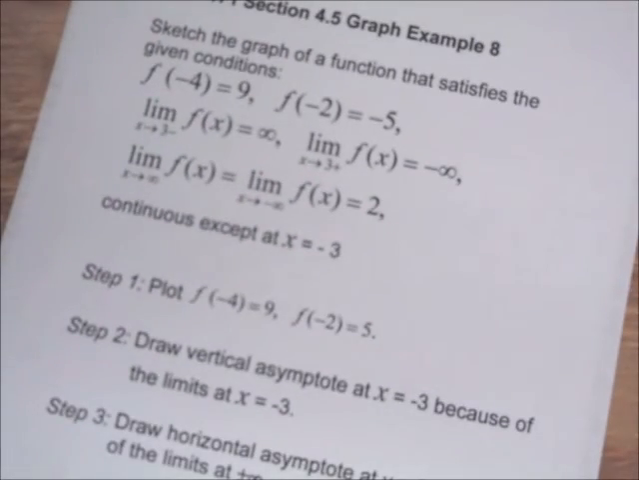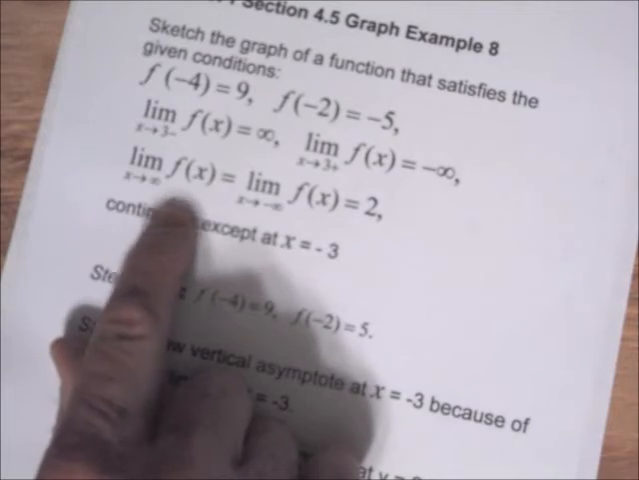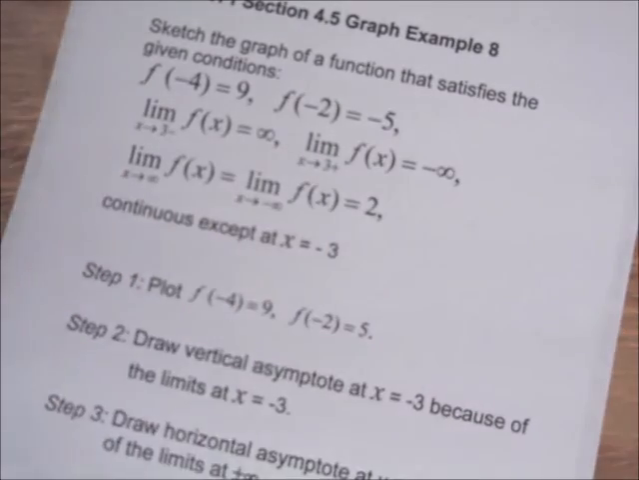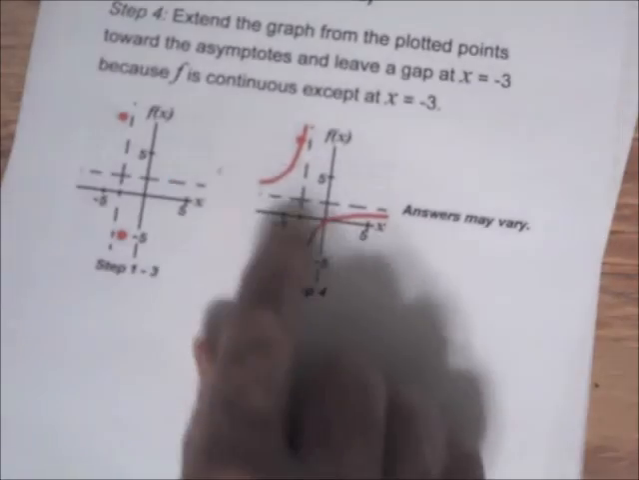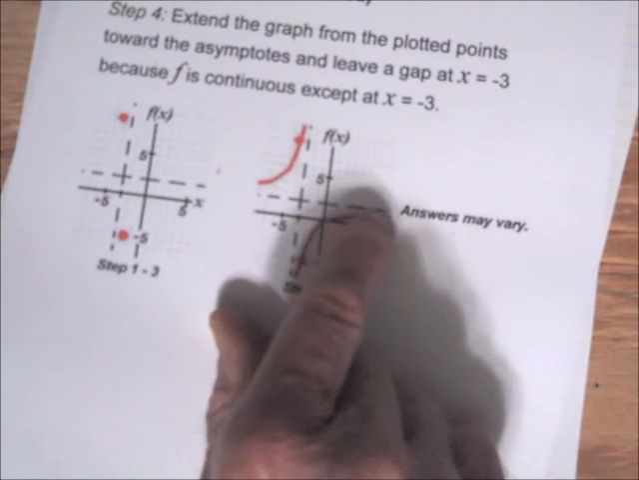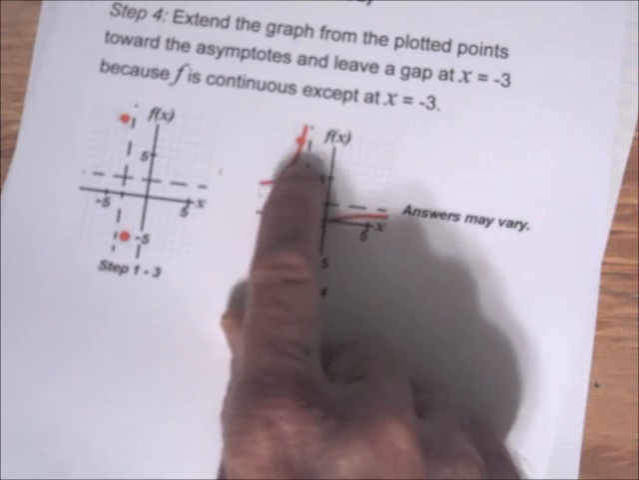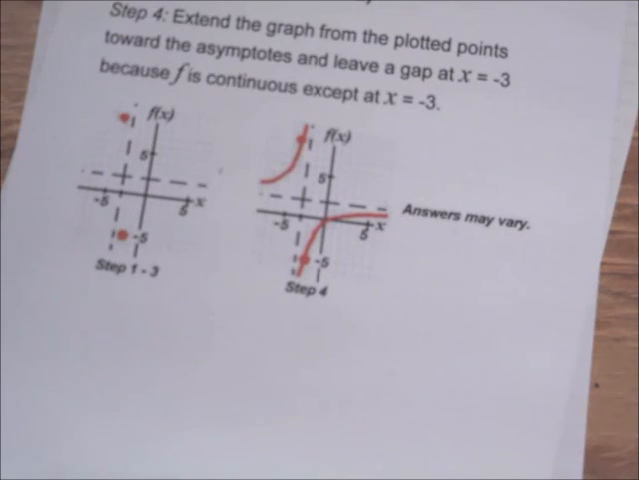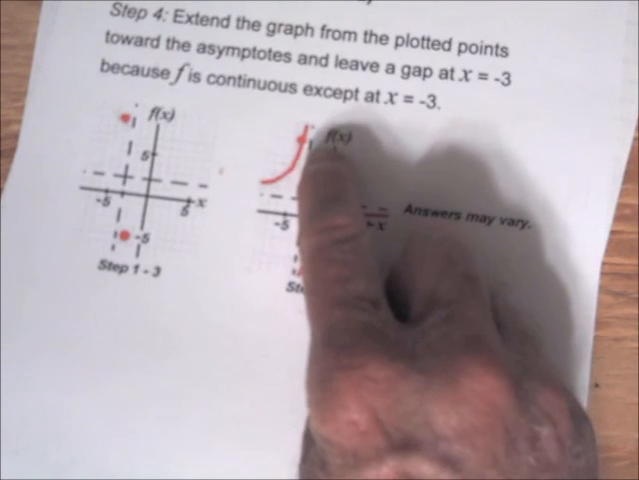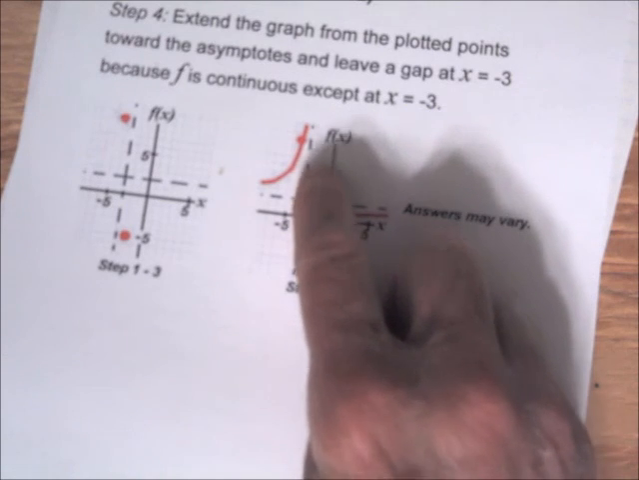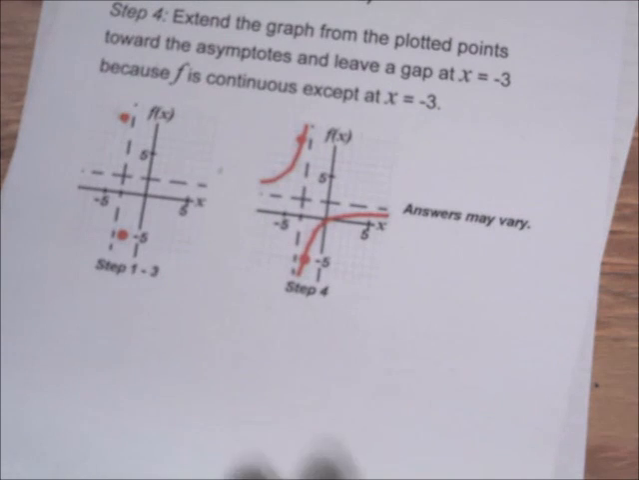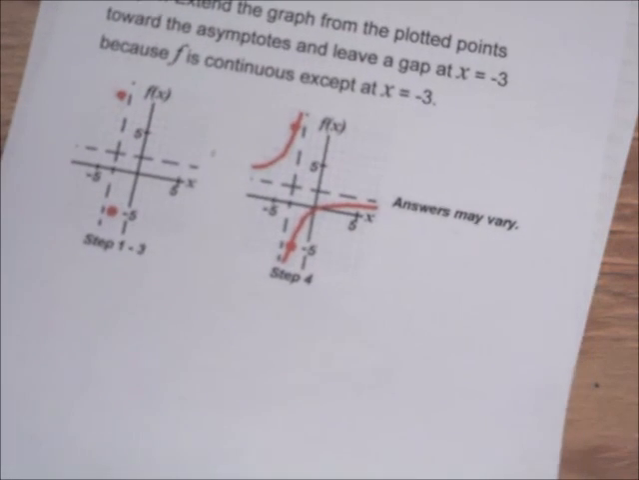The limit as x goes to plus or minus infinity is 2, so that's a horizontal asymptote. So we put the horizontal asymptote y equals 2, and as x approaches infinity, the function goes toward those horizontal asymptotes. And the function is continuous except at 3, where we have an infinite discontinuity. And that concludes this presentation.